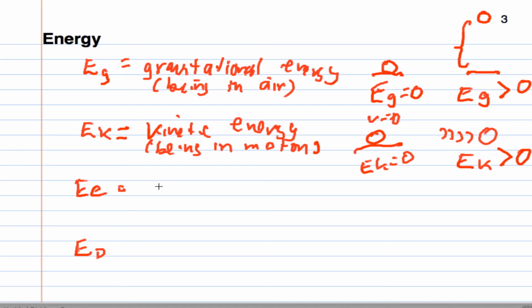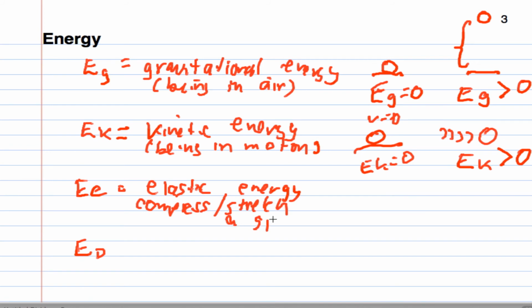Now, the third type of energy is called elastic energy. This happens when you compress or stretch a spring. So if I have a nice compressed spring with a mass on the end of it, I have elastic energy. If the spring's just sitting there, the elastic energy is zero. And that's it. We'll see this with some examples in a second.